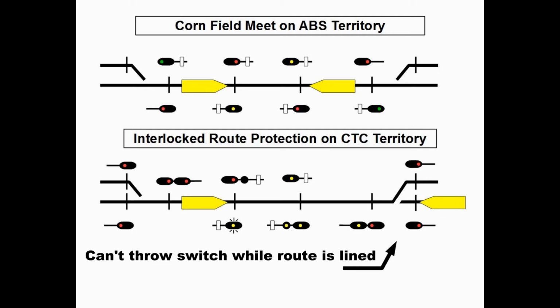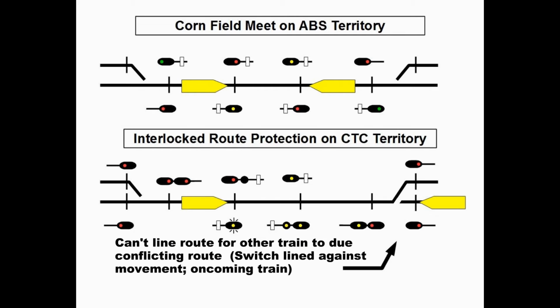Using CTC on a model railroad would help avoid cornfield meets and lessen confusion for new operators. They would just have to follow the simple colors on the signals, whether they could go, stop, or slow down, and allow the dispatcher to handle more trains moving on the main line at one time.